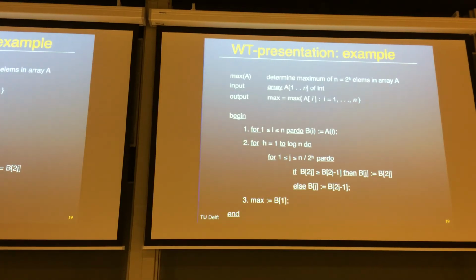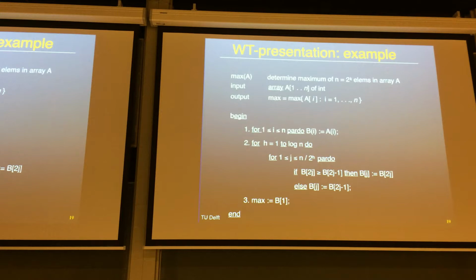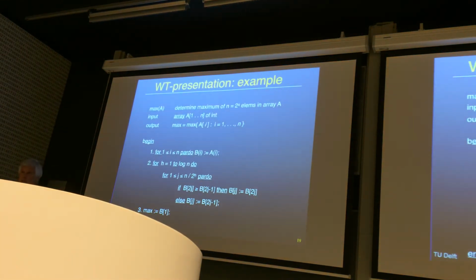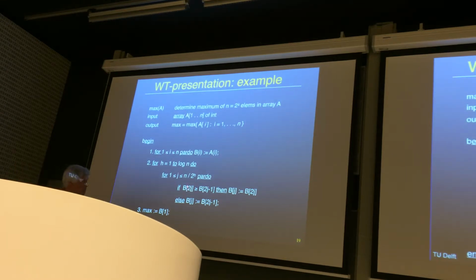Then in the second time step, we perform here a serial for loop. For h is 1 to log n. So that's building up the tree. At each level of the tree, you do the following. At the hth level, you have n divided by 2 to the power h of these array elements, where you have to do pairwise comparisons. So if b_2j is at least as large as b_2j minus 1, then of course b_2j wins and b_j becomes b_2j, else b_j becomes b_2j minus 1.